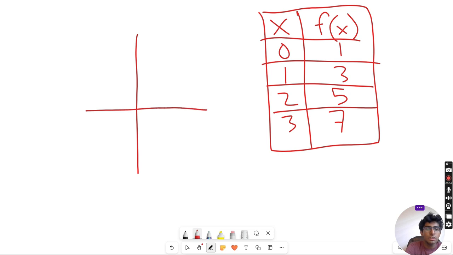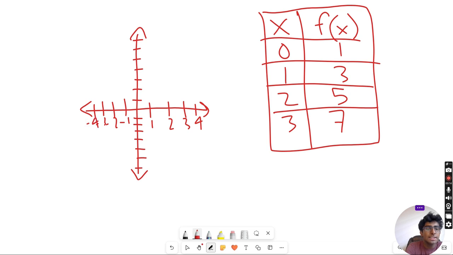Okay, all right, so we have our graph here. We're going to go 1, 2, 3, 4, 1, 2, 3, 4, and 1, 2, 3, 4, 5, 6, 7 on each axis. All right, so we're going to label our axes. That's very important to do.